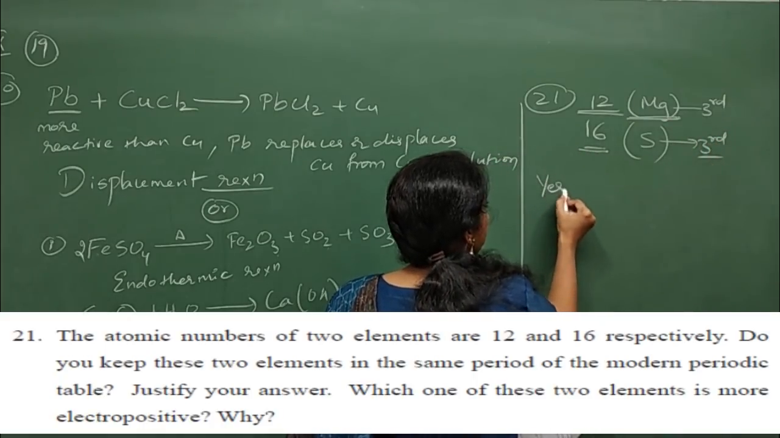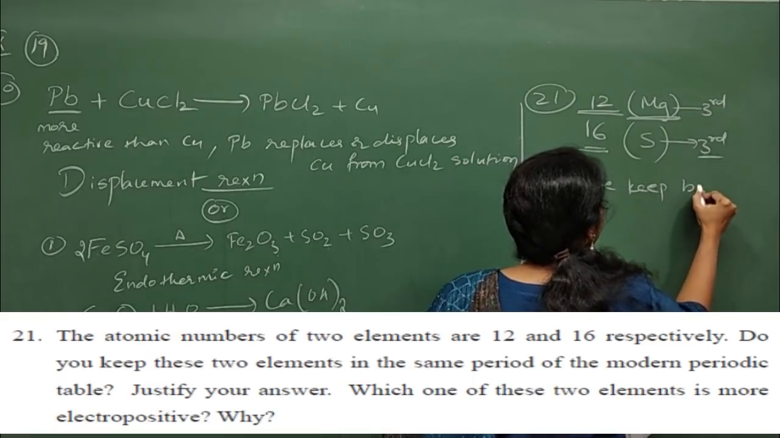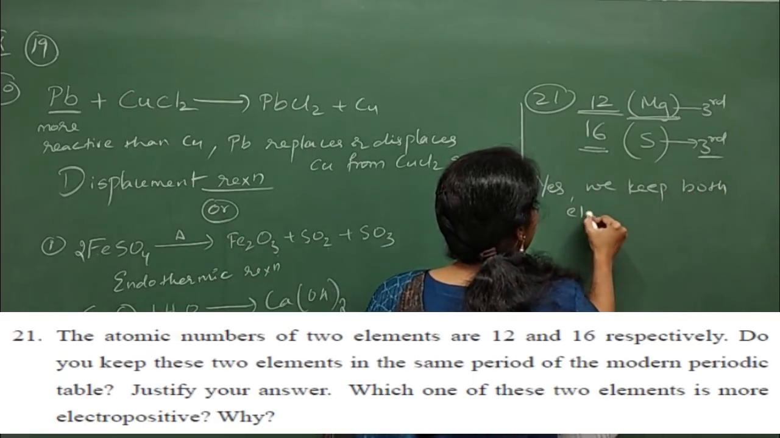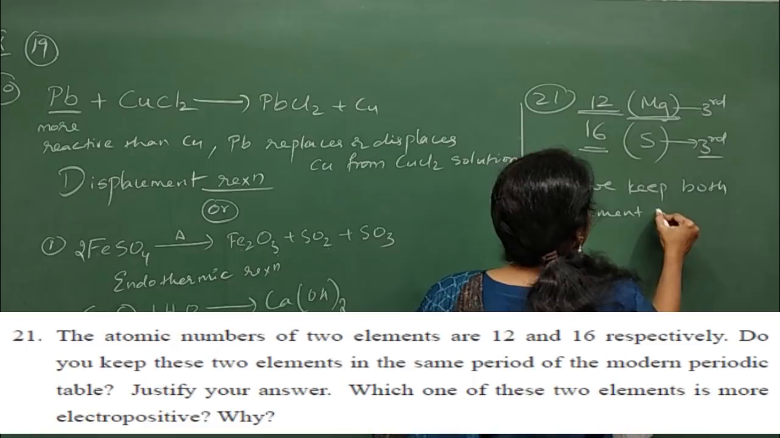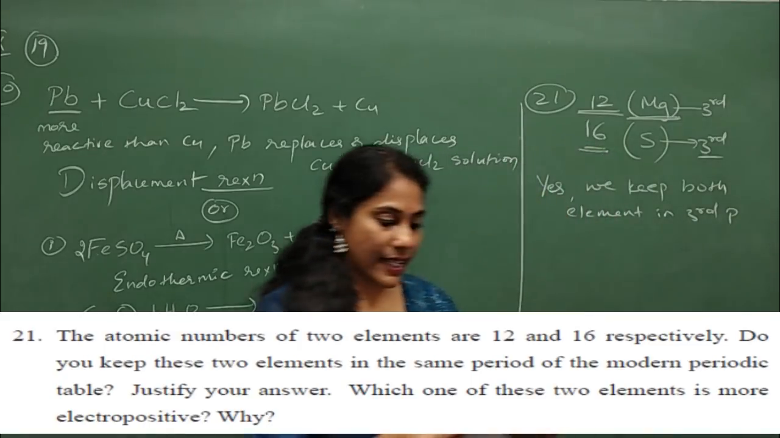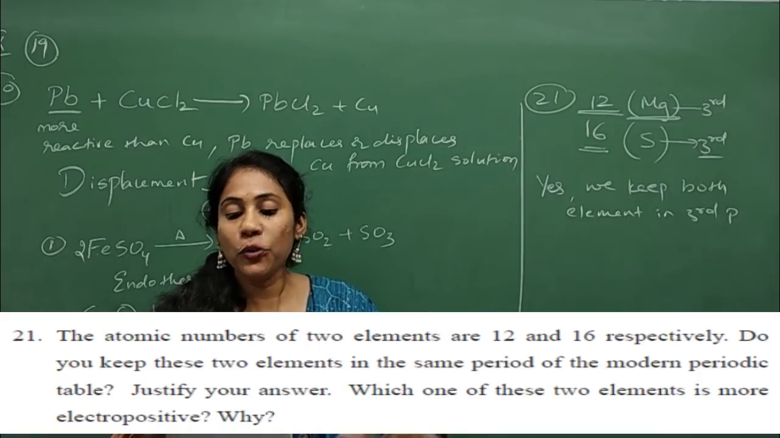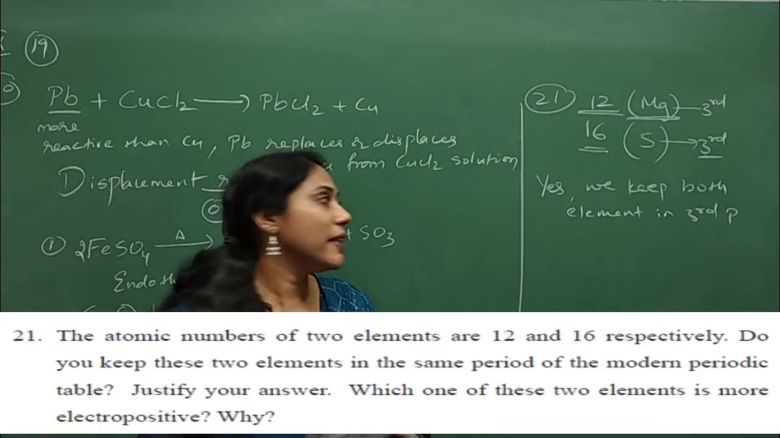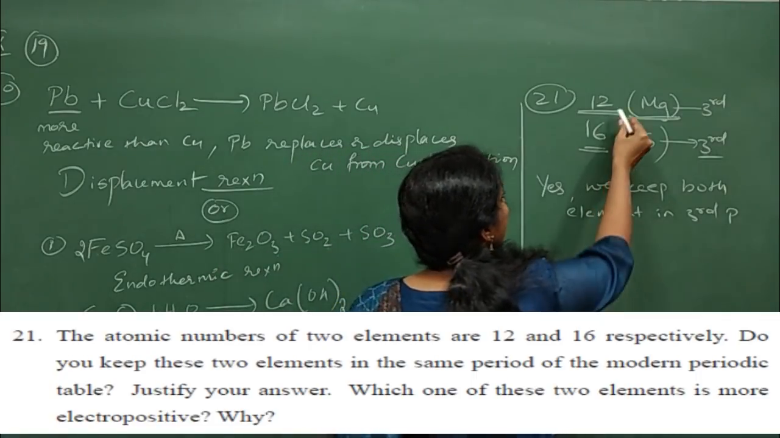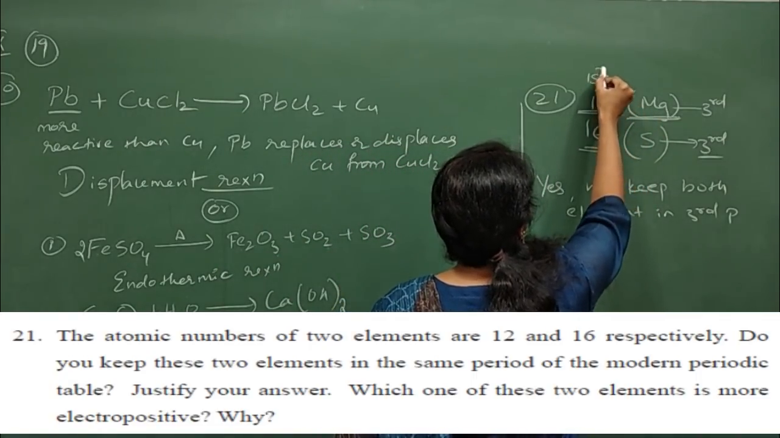So yes, we keep both elements in third period, right? So yes. Justify your answer. You have to tell why do you keep both elements in a third period? Because if you can write its electronic configuration, what is its electronic configuration?